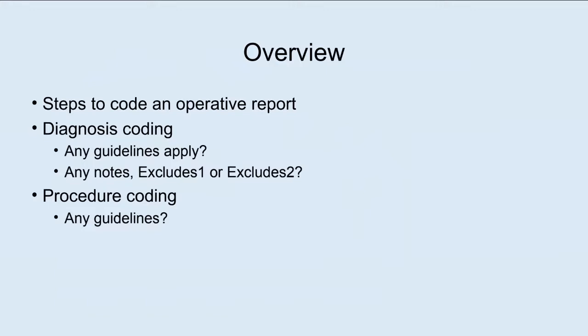Okay, so here is an overview of what we're going to discuss in this video. We're going to do step by step to code an operative report. And for each code we find for diagnosis coding, we're going to look: are there any guidelines that apply? Are there any notes, any Excludes 1 or Excludes 2 notes that will affect how this is coded? Then we're going to look at the procedure coding. Are there any guidelines for this? And of course, which one in both cases is listed first?